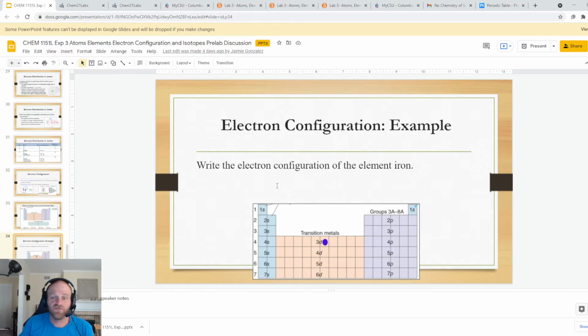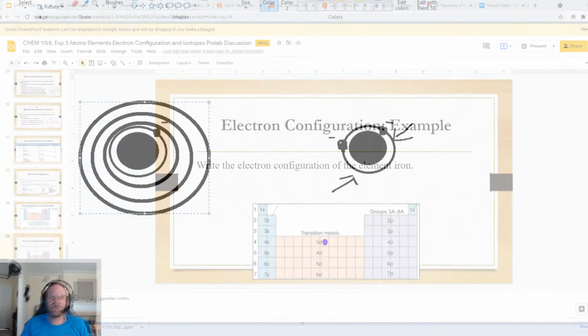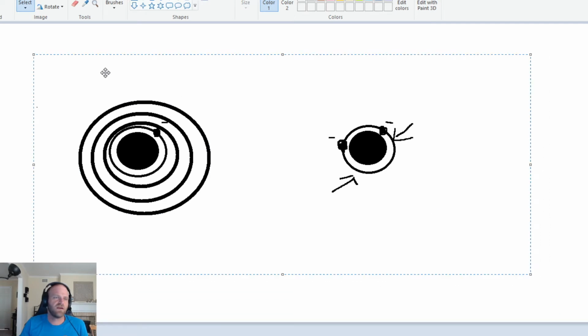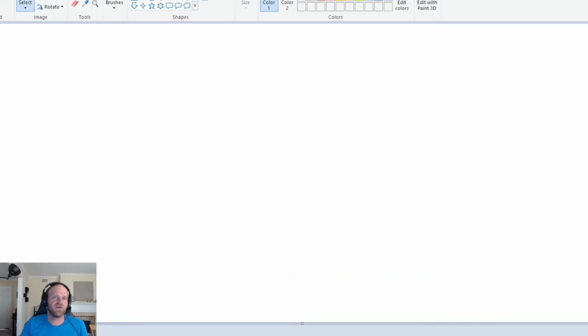Write the electron configuration of the element iron. So I will actually do that for y'all right here, just to kind of work through an example. As I said, the video on YouTube though does really well. So let me cut all this. Alright, so anytime you're writing electron configuration, you're going to just start counting essentially.